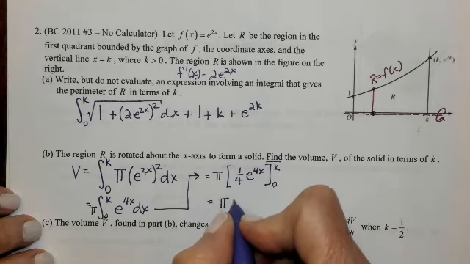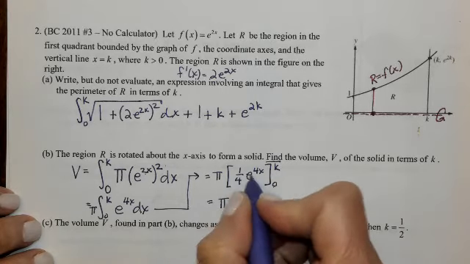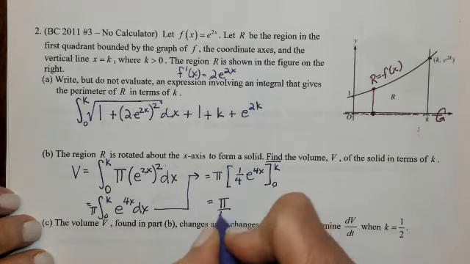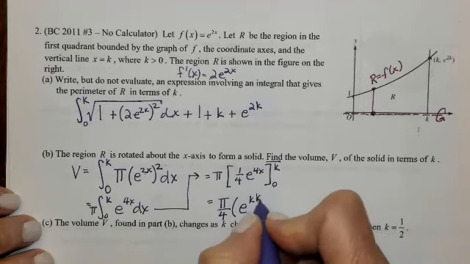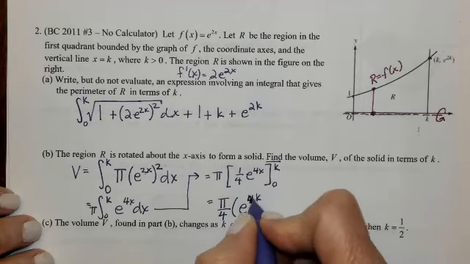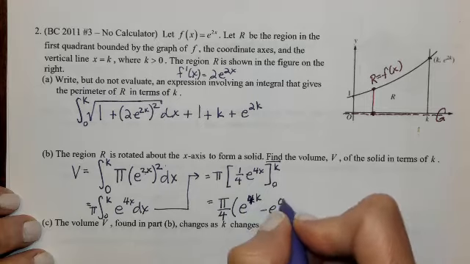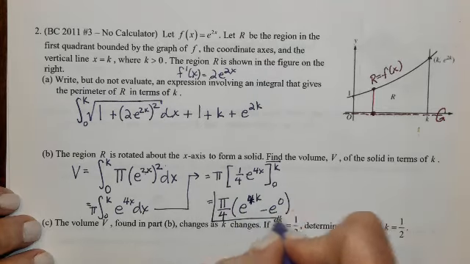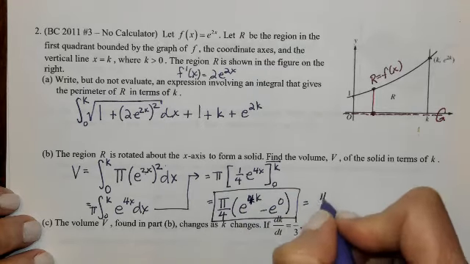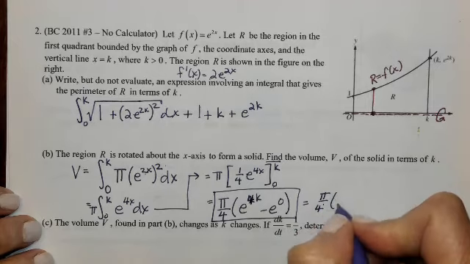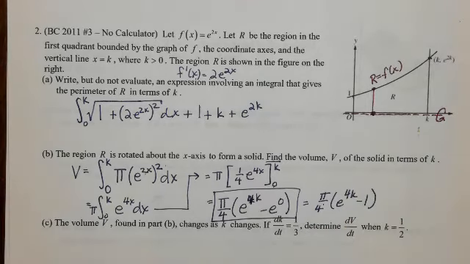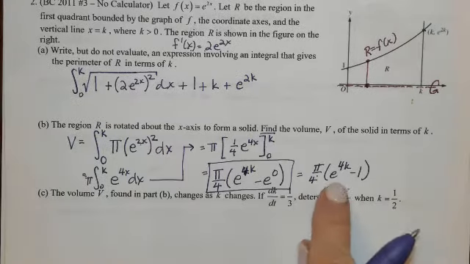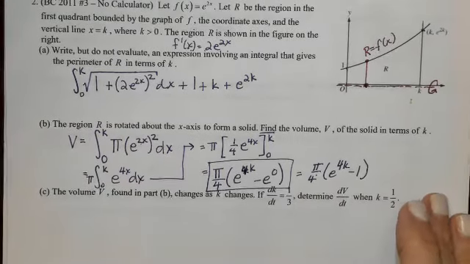And now we put the k in. In fact, before I put the k in, I think I'm going to move that 1/4 outside, make it pi over 4. So we'll have e to the 4k minus e to the 0. That would be a safe stop spot. And of course e to the 0 is 1. And if you wanted to, you could distribute the pi over 4 through, but we don't need to do that.